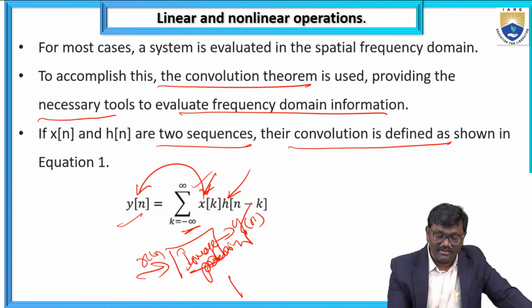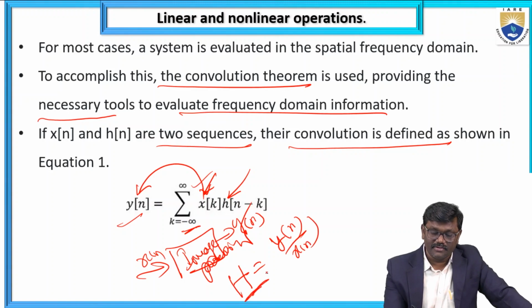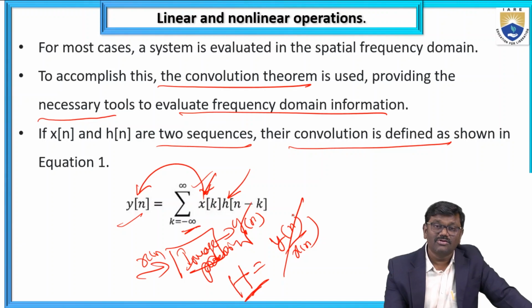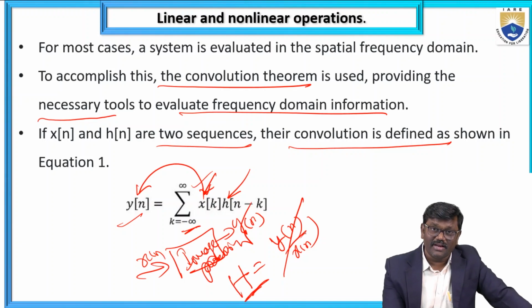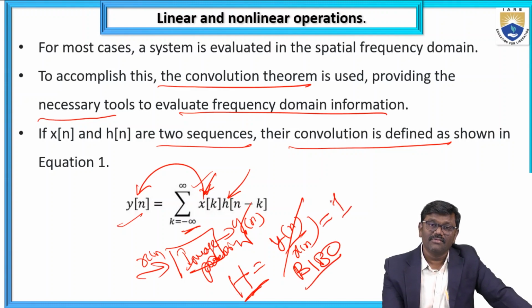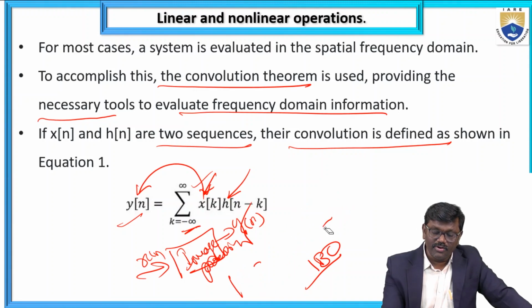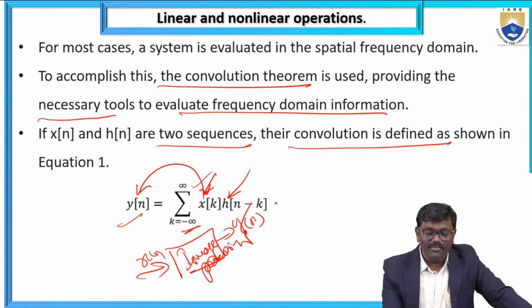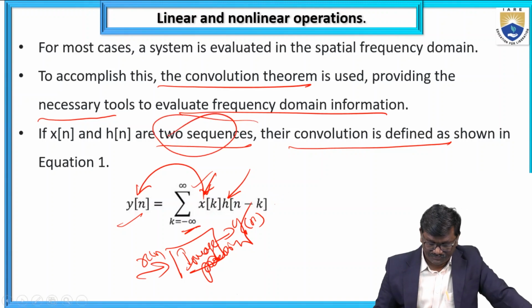So to maintain the values of output, y of n divided by x of n, that means your h parameters should be unique. I keep it in the ratio because BIBO is stable, meaning it should always maintain a unit value of 1. So your bounded input to bounded output condition will be satisfied based on your simple convolution equation with the help of two sequences.